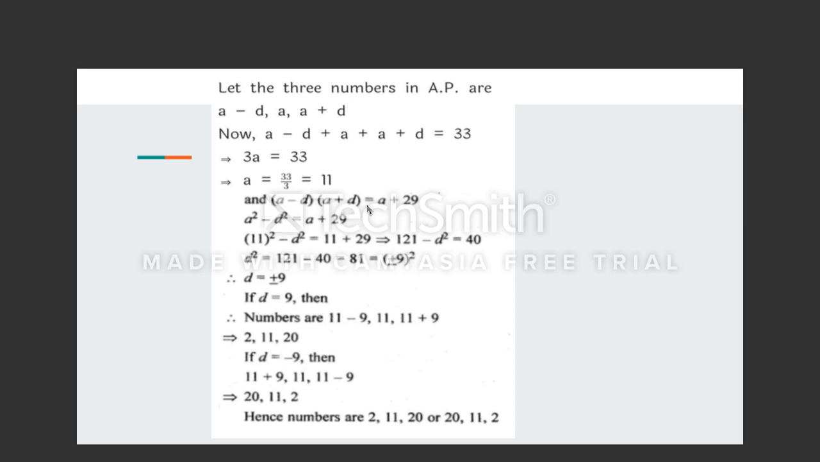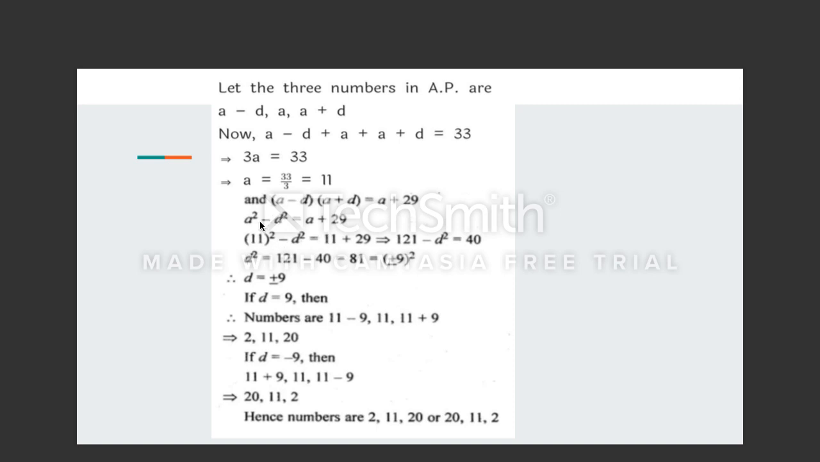How do I get it? I'm reading it out for you from the question also. This is where you need to be attentive. Pay attention, students. The product of the first term and the third term is A minus D times A plus D, it comes out A square minus D square. Clear? If the product of the first and the third exceeds the second term, what is the second term? It was the middle term, that is A, by 29. So that is plus 29.